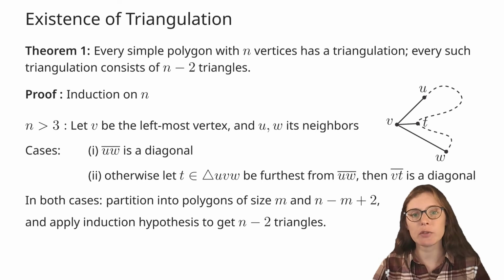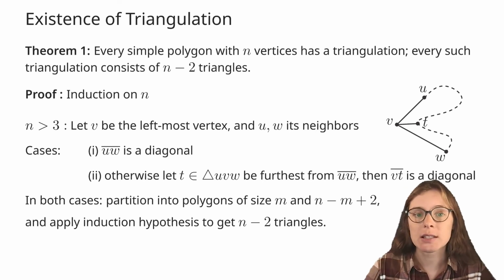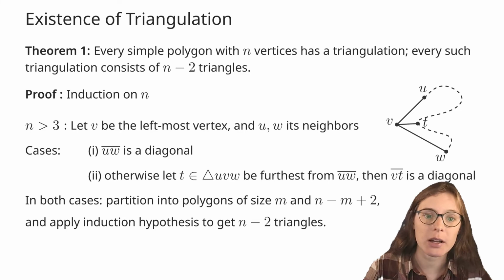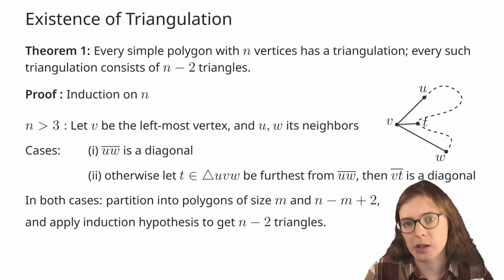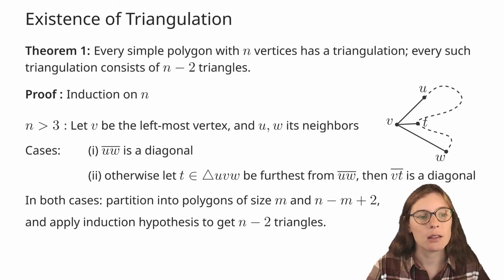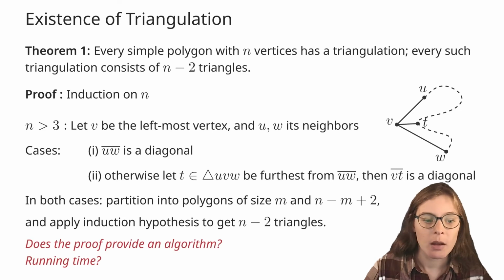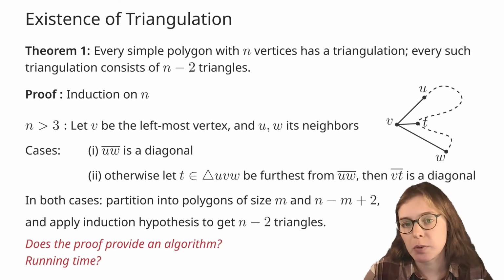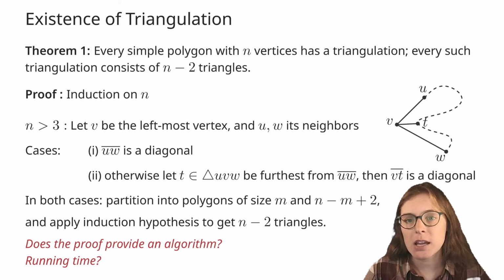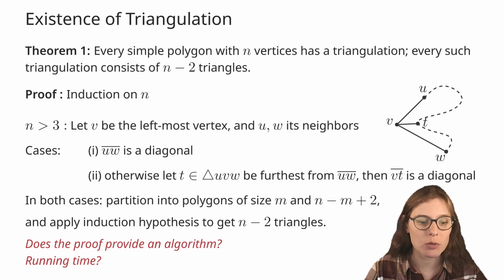Okay, we have proven that a triangulation always exists, and it consists of n minus 2 triangles for a polygon of size n. But does the proof provide us with an algorithm? And if it does, what would be the running time of it? So take a moment to think about these two answers.